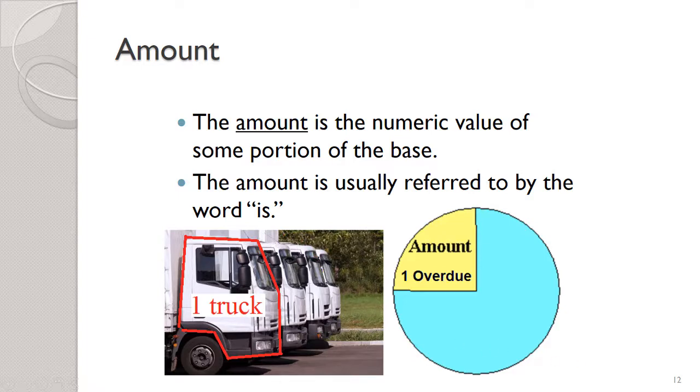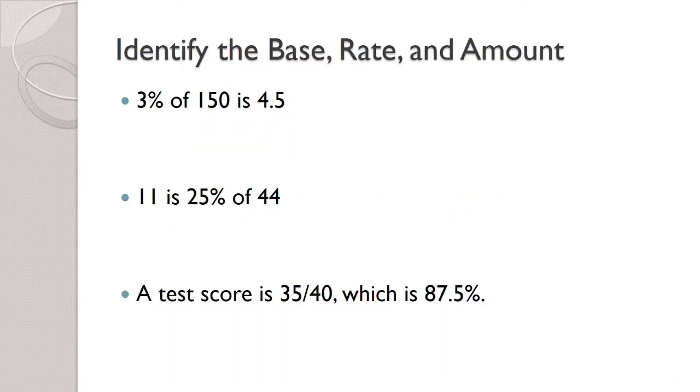So let's take a look at a couple of percent statements and identify the base, the rate, and the amount. Let's look at these 3. The first one, 3% of 150 is 4.5. There's no question there, that's just a fact. So what are your base, rate, and amount? Well, first of all, 3% is the rate because it's got the percent sign by it. The rate usually jumps out at you.